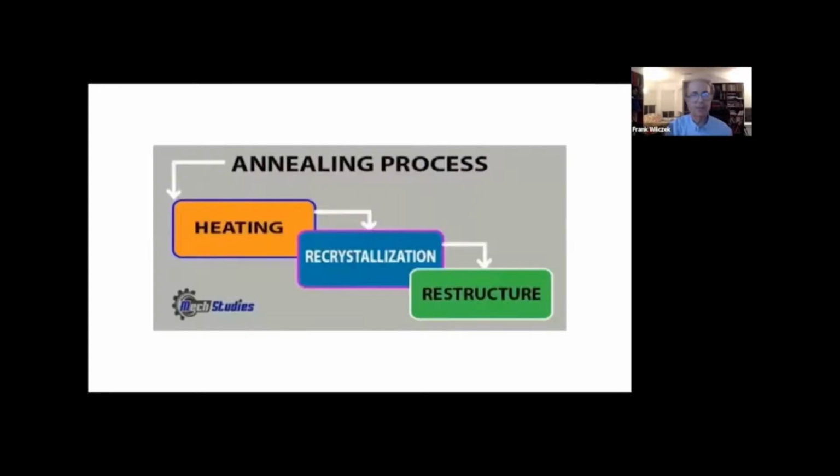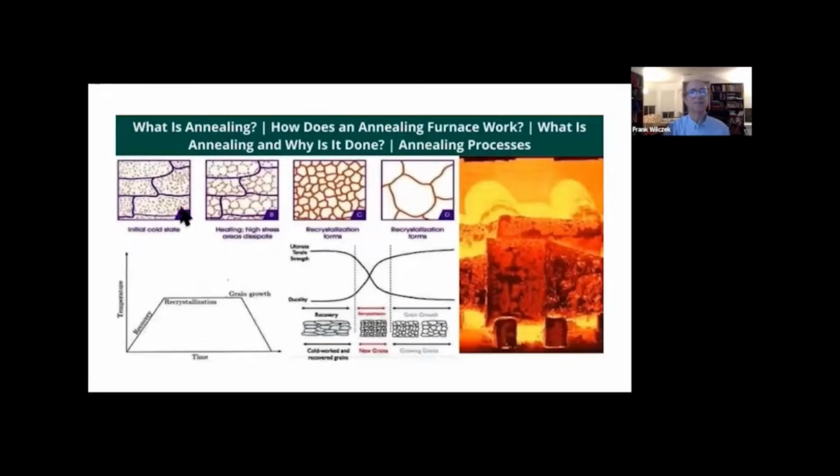So the annealing process in metallurgy is you take your metal, heat it, allow it to crystallize, and as it cools, restructure in a better, more perfect form. Here's a picture of what's going on at the micro level and what it actually looks like at the macro level in an annealing furnace.